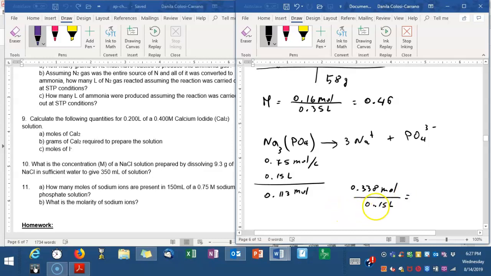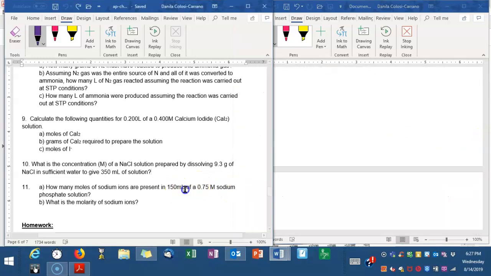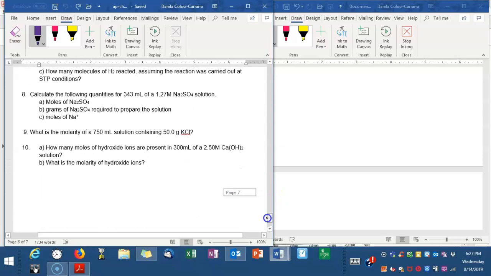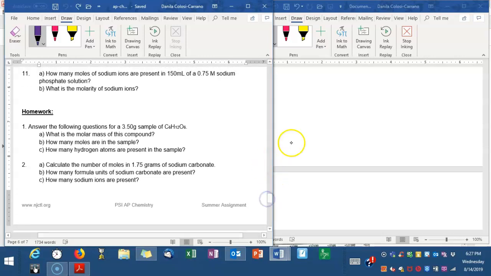And you have a 2.25. That's the molarity of it. And we're done with the section also. Last section of homework, and then we're done.